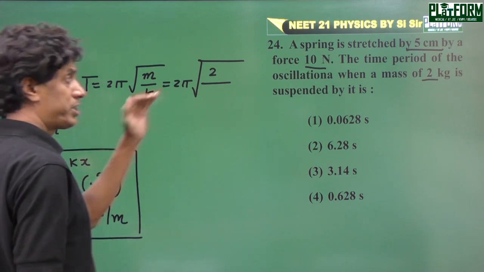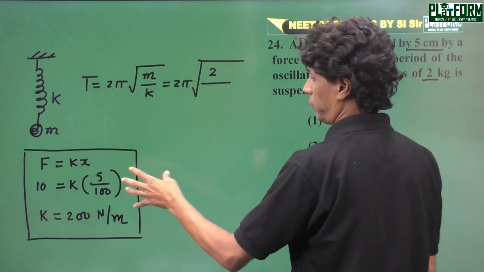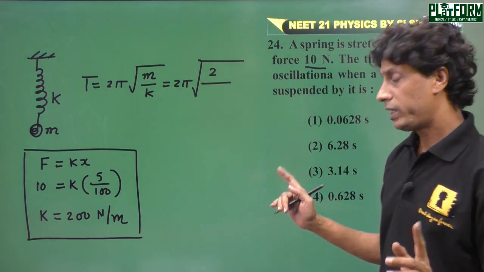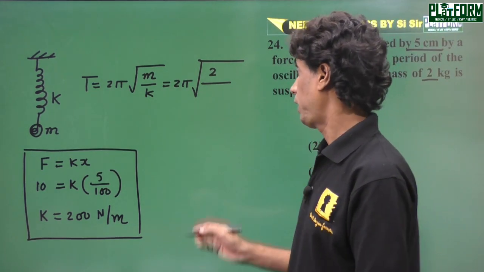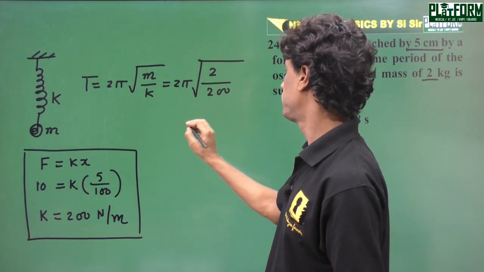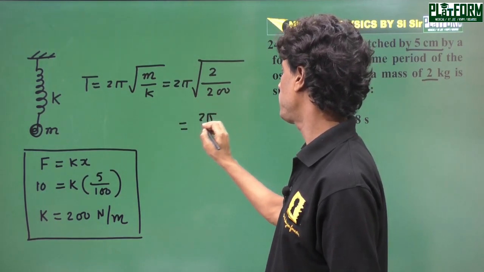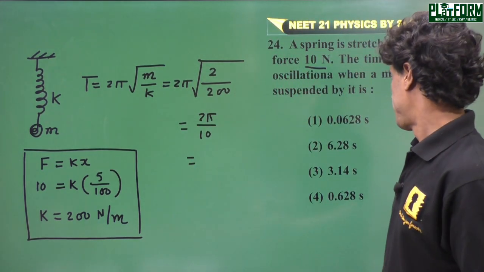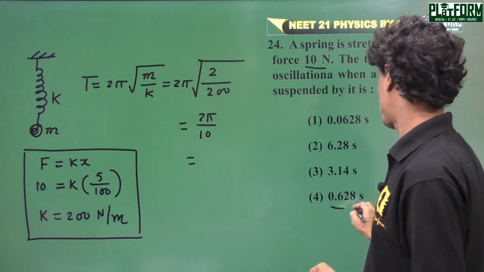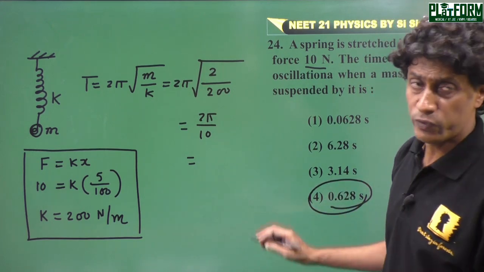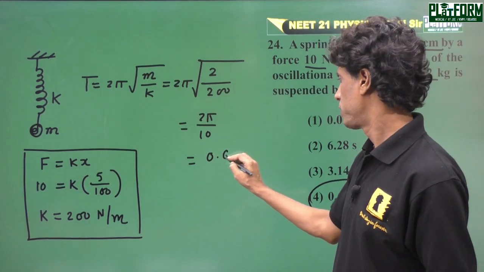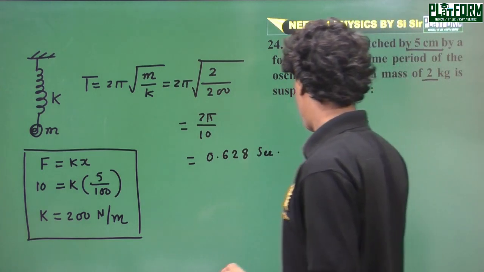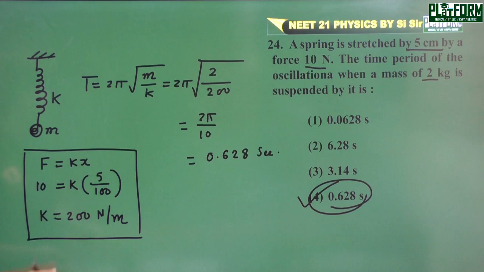So from the stanza one of this problem, we have found out the spring constant k as 200 Newton per meter, and if we put here 200, simply this becomes twice pi by 10, and finally it is 0.628 second. 2 pi by 10 is equal to 0.628 second. A right option matches with 4. Next problem, very simple question.